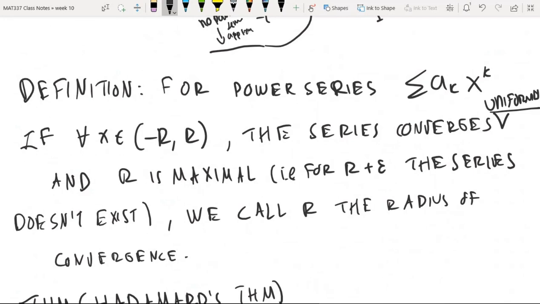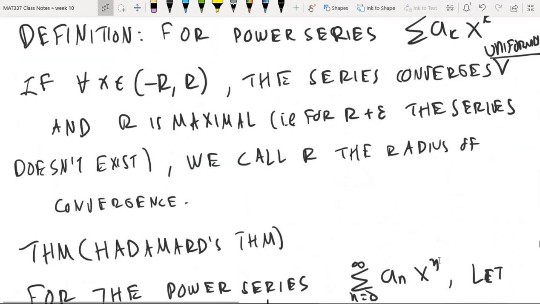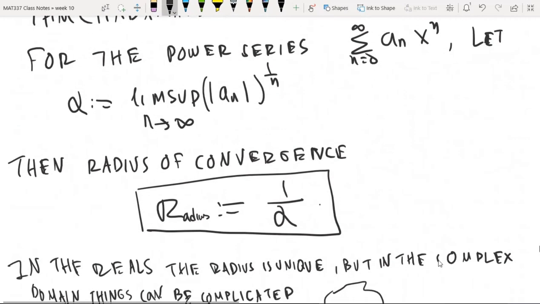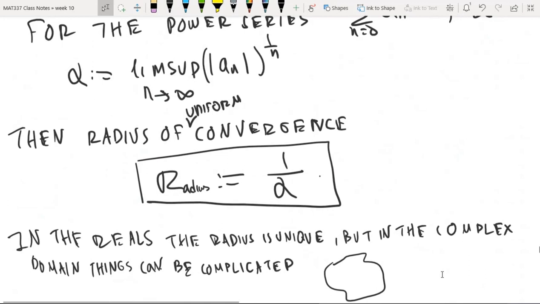So Hadamard gives you a very strong statement that you have uniform convergence. Radius of uniform convergence, let me add it. I know it's not in the book, but I want to make it clear. So we mean radius of uniform convergence. Thank you, Trevor.